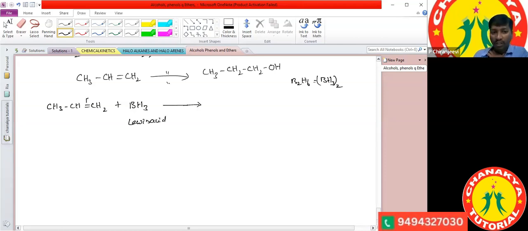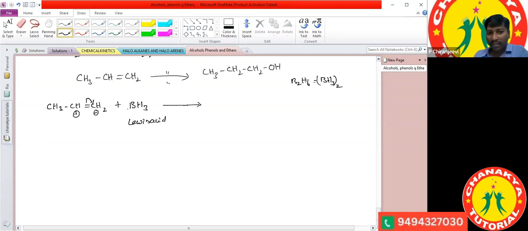Now, when the pi electrons are shifted onto this carbon atom, this carbon gets a negative charge and this carbon gets a positive charge. Sir, why are you shifting electrons this side only? If I shifted them the other side, you would get a primary carbocation, but primary carbocations are less stable. Secondary carbocations are more stable. So for that reason, the pi electrons are shifted to the right side.